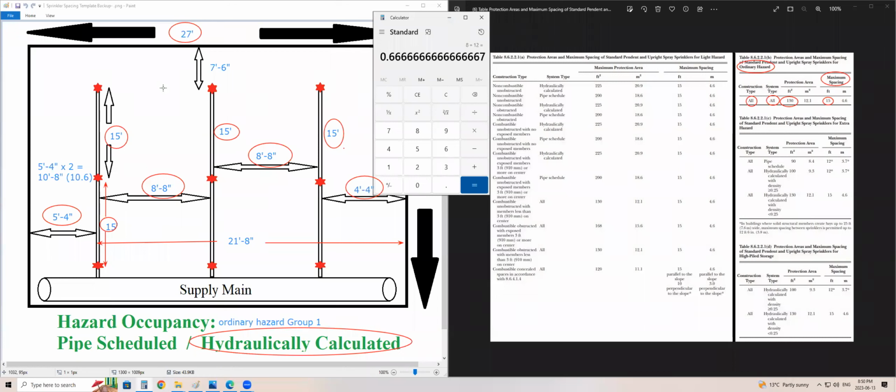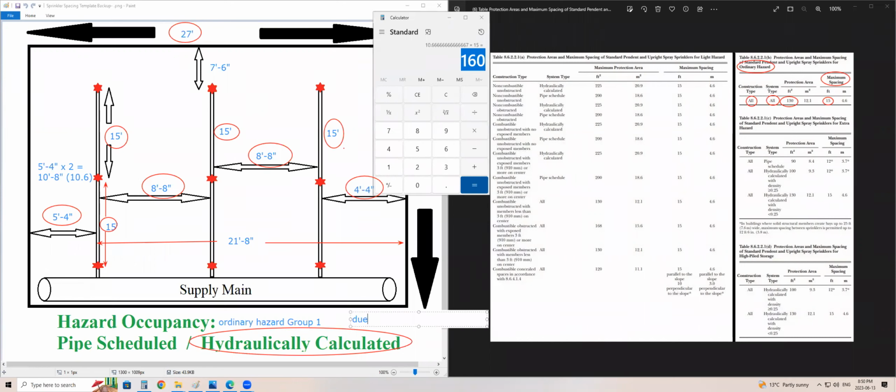Okay, so there we go. 8 inches in decimal is 0.6, plus my 10. So we got 10.6 repeating, multiplied by 15. My area of coverage for this system, just because of this one branch line being 5'4" off the wall, is actually 160 square feet.